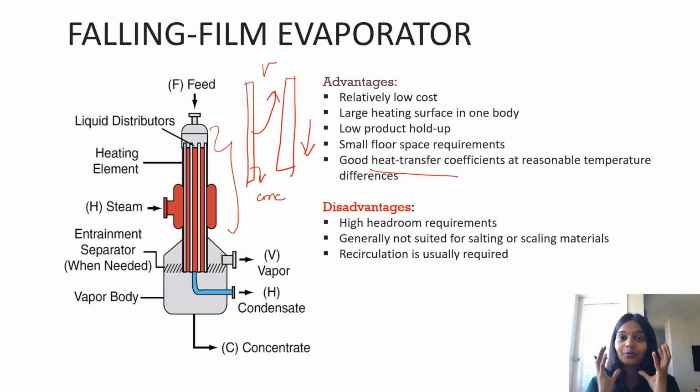Now, when we are talking about heat sensitive materials, it is used for concentration of dairy products, like milk protein, cream, and hydrolyzed milk. So, the falling film evaporator can be used for that. It is also used for sugar solution, urea, phosphoric acid, and black liquor.